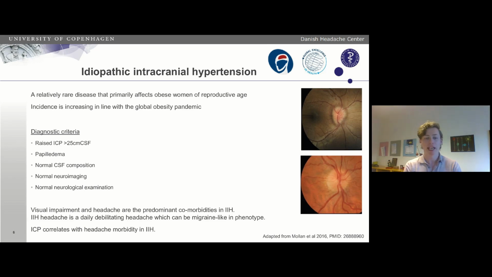Visual impairment and headache are the predominant comorbidities in IH. And the typical IH headache is a daily debilitating headache, which is migrainous in phenotype. And we know that intracranial pressure in IH correlates with headache morbidity.